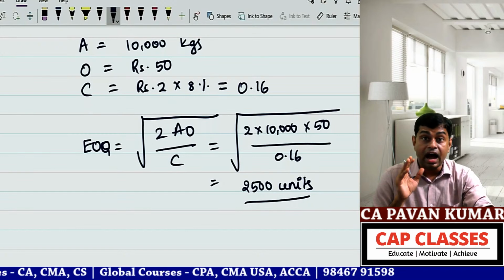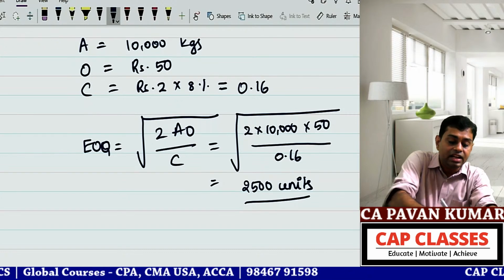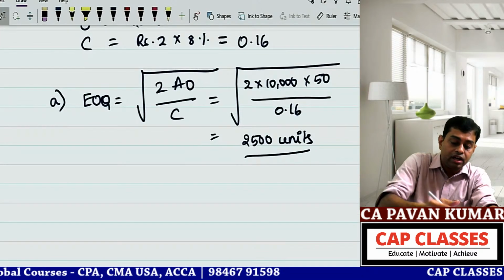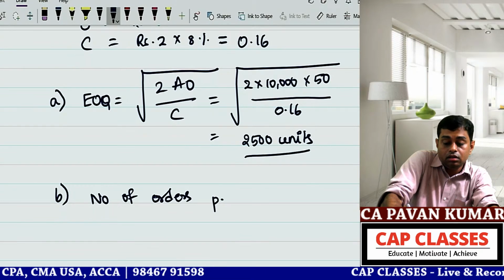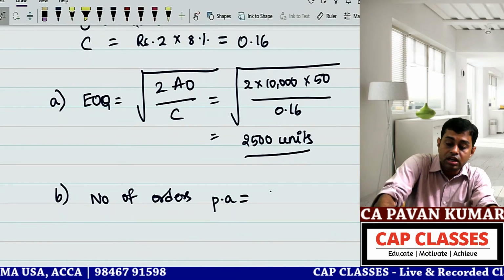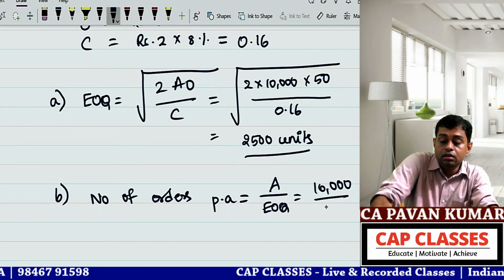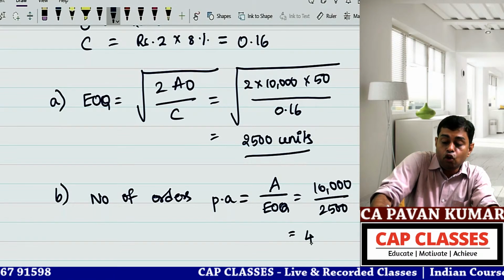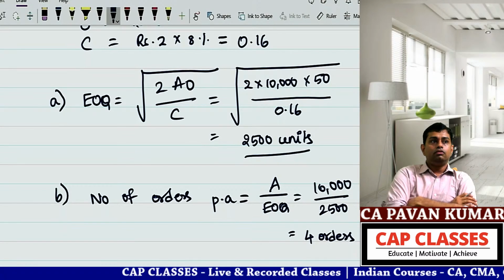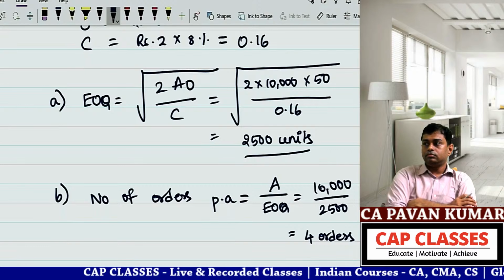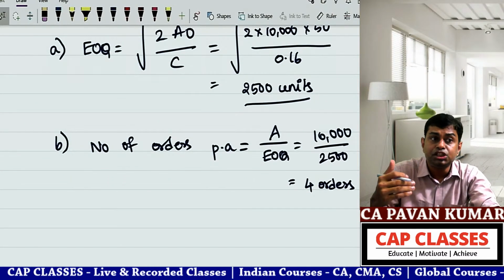But hold on, they asked you to calculate EOQ. They also asked you one more thing. How many number of orders will be there in a year? So A, EOQ 2500 units. B, number of orders per annum is equal to A divided by EOQ, that is equal to 10,000 divided by 2500 units, that is equal to 4 orders, correct? Now they did not ask in the question, but shall we do one more point?